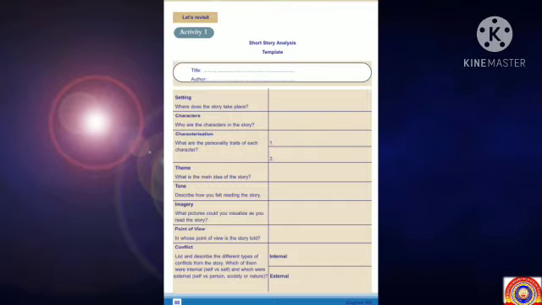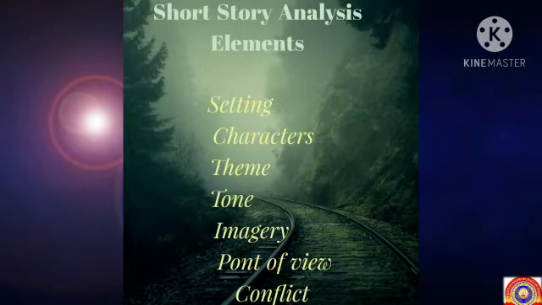Here, you have to analyze the short story The Light on the Hills. How will you analyze the short story? Yes, when analyzing a short story, you will need to consider elements such as the setting, characters, theme, tone, imagery, point of view, and conflict. So here, you are asked to identify those elements from the short story.